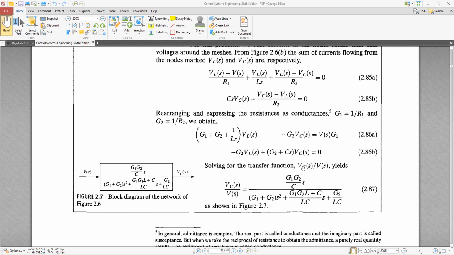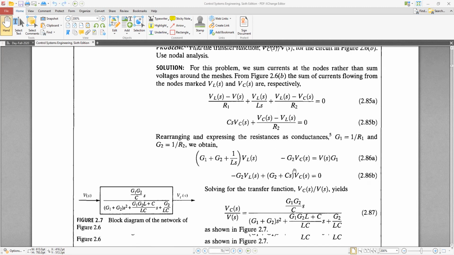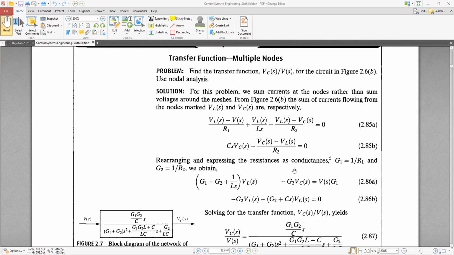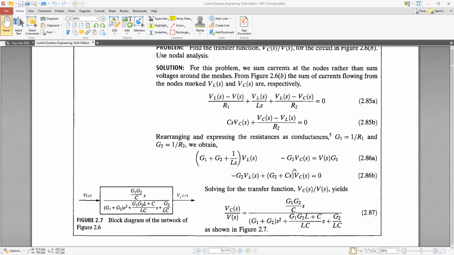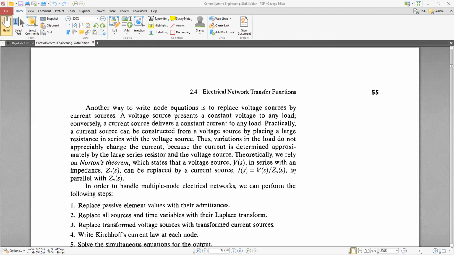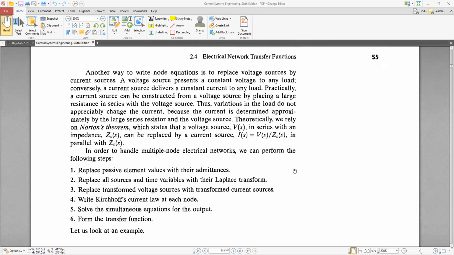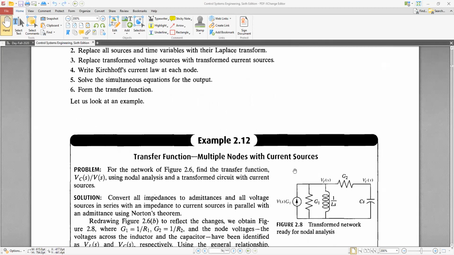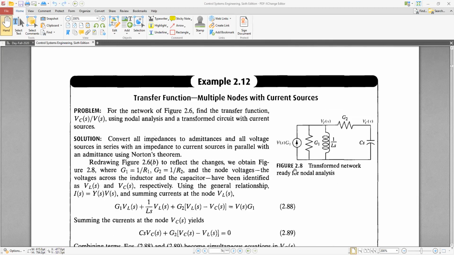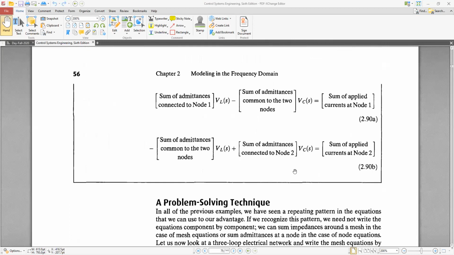Now if we solve this, then we can write VC by VS is equal to this. You just have to solve this. So that is the nodal analysis. Using the nodal analysis, you can also solve the problem, instead of mesh analysis. So they have shown this. Another problem is given here.